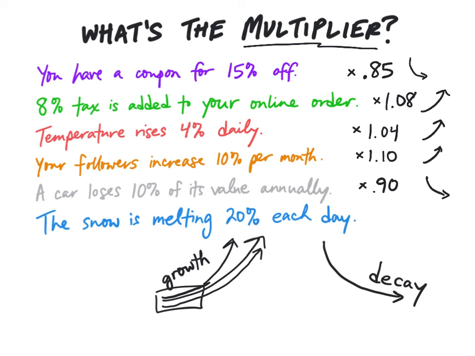And the snow is melting 20% each day. As I check outside, it is raining right now in 2022 here, and the snow is melting. So if the snow is melting 20% each day, that is decreasing. There is less snow. That means there is 80% of the snow left each day. That is how you find the multiplier for percents.